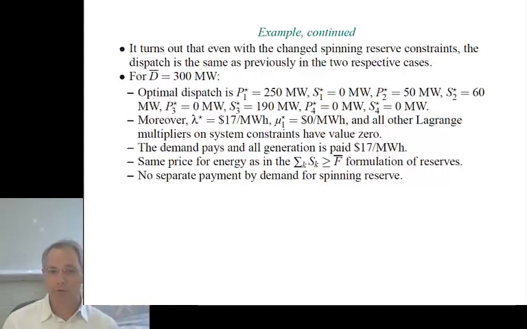The demand pays, all generation is paid, $17 per megawatt hour, and we have in fact the same price for energy as in the previous formulation of reserves. There's no separate payment by demand for spinning reserve.